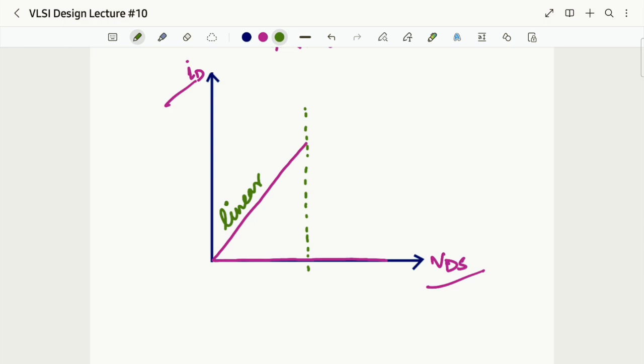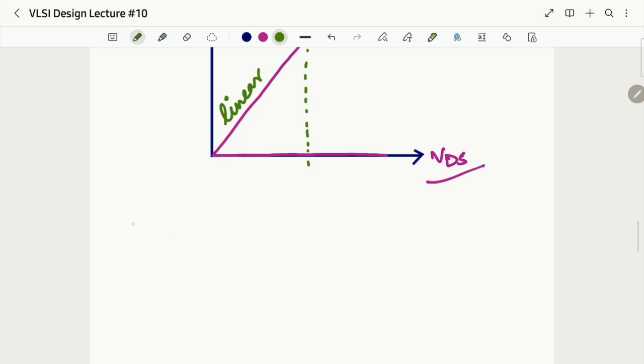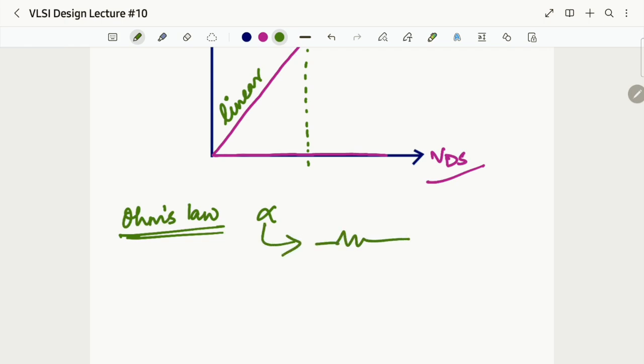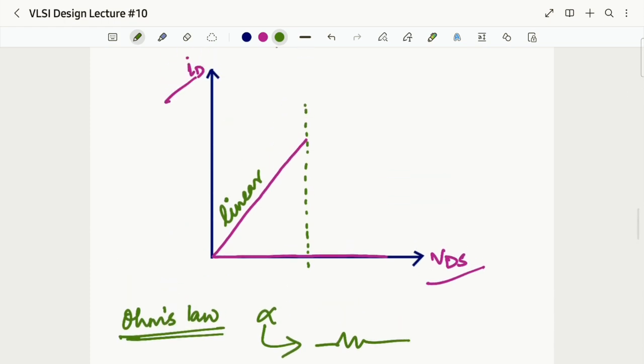Why this linear region? How can I say it's a linear region? If you have studied Ohm's law, which I'm sure you have, because that is the first thing you study in physics, you will understand that there is a direct proportionality of current and voltage, where voltage is your input and output is your current, and the proportionality is because of the resistance. So this is our linear region. Our graph is in the linear region.